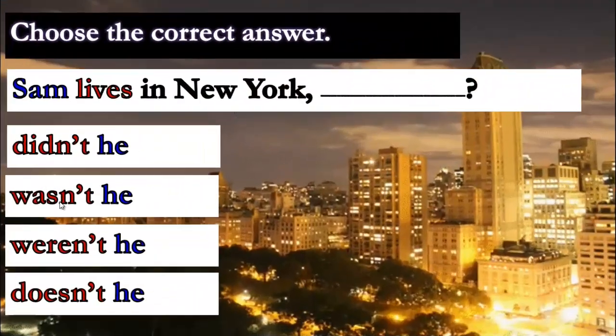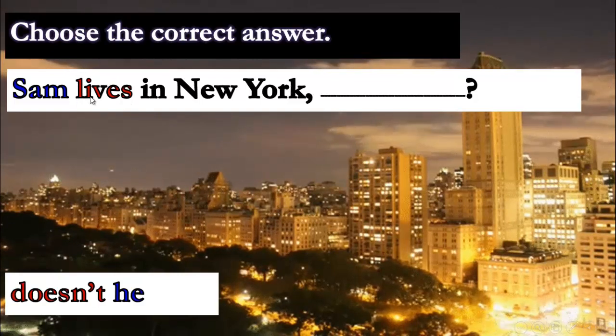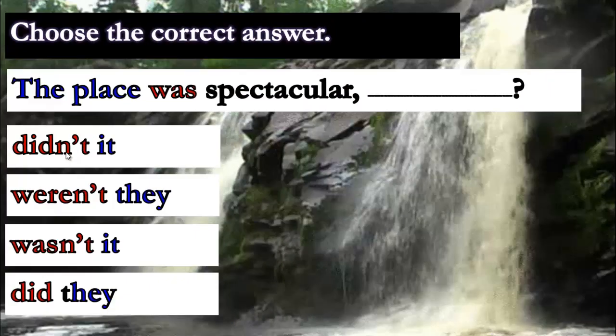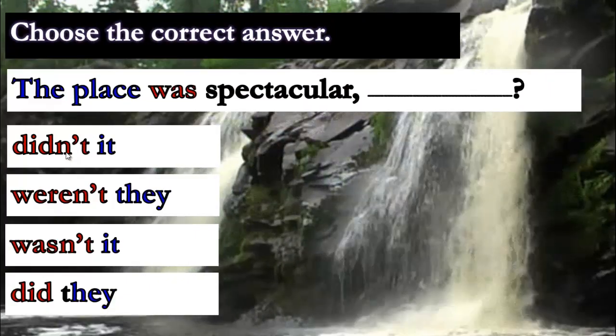Let's move here. We have some questions. We want to answer them together. Sam lives in New York. The sentence here is in the present simple, lives. So we are going to apply the rule of the present simple that you have practiced before. Excellent. It's going to be doesn't, because here we have lives in the present simple and Sam becomes he. So doesn't he.